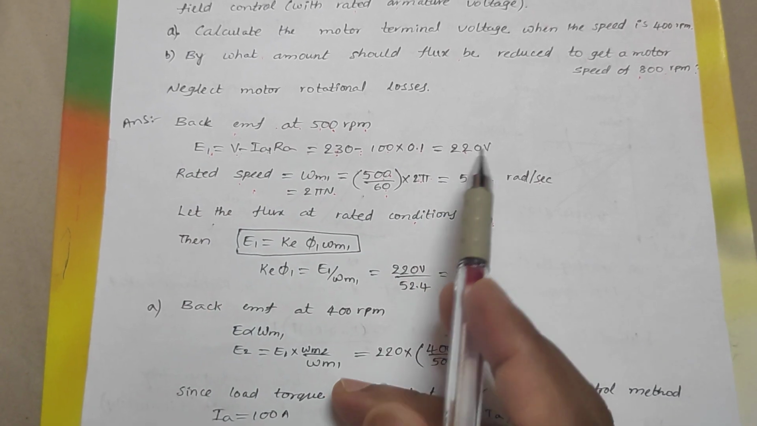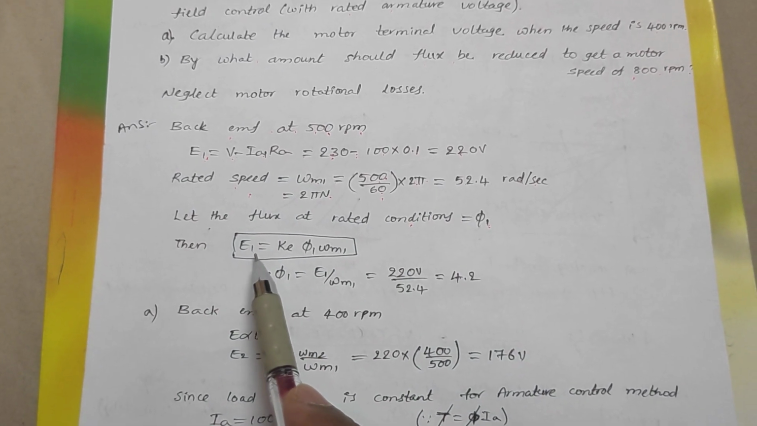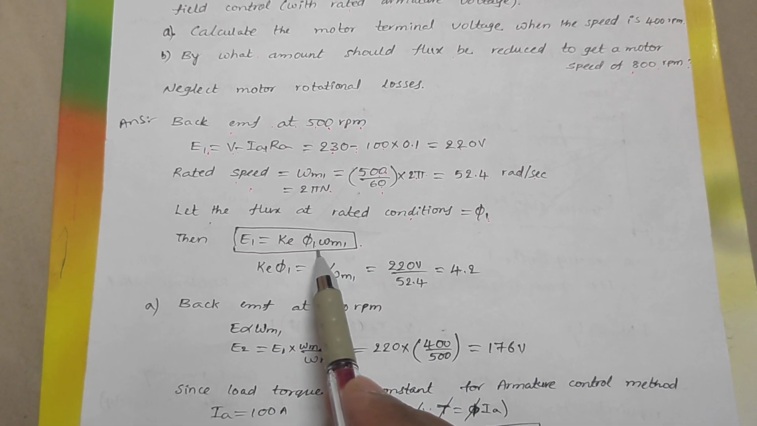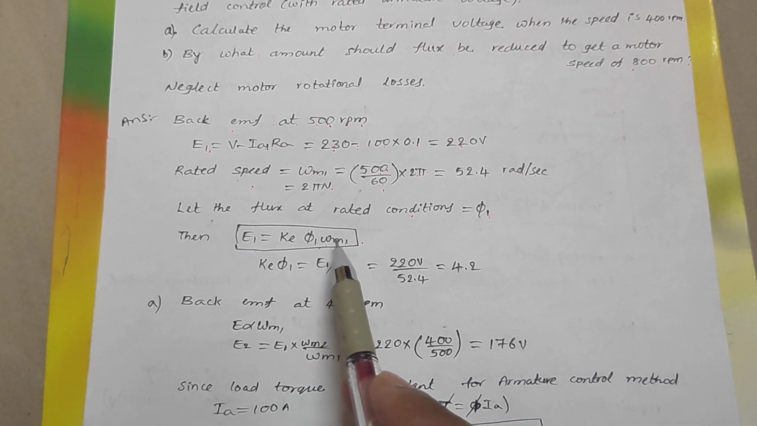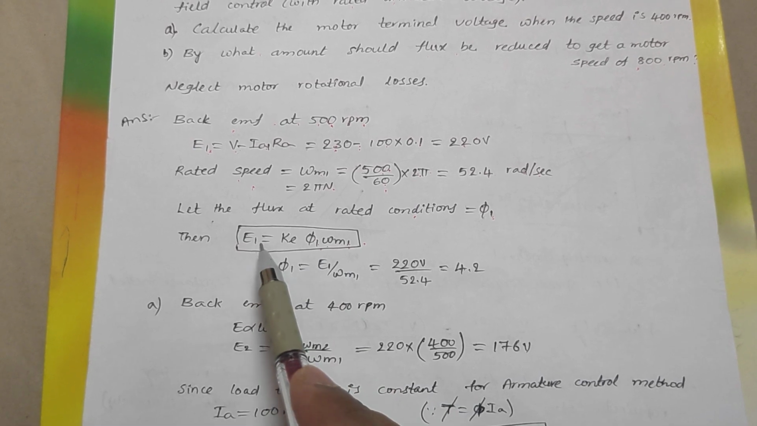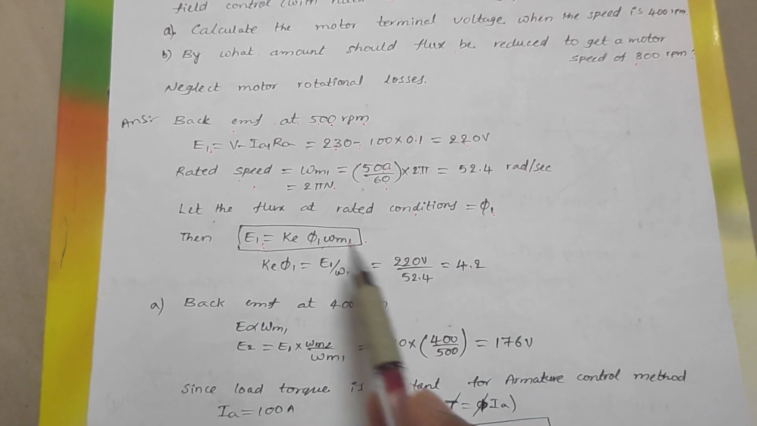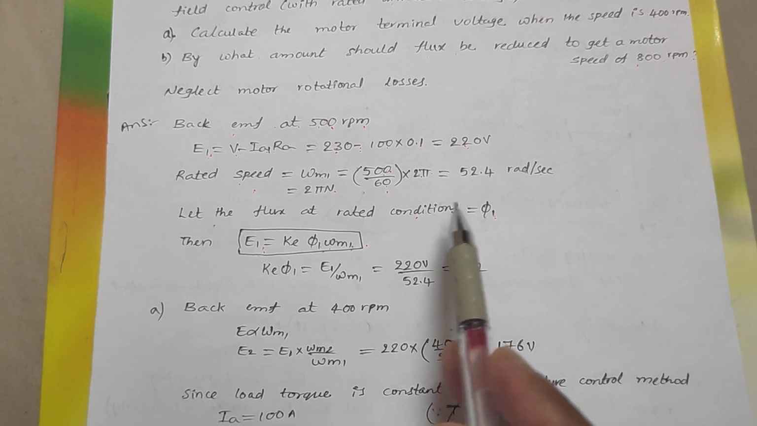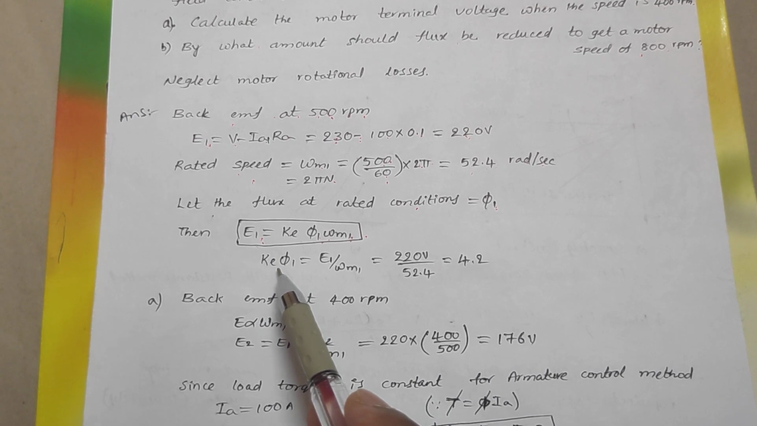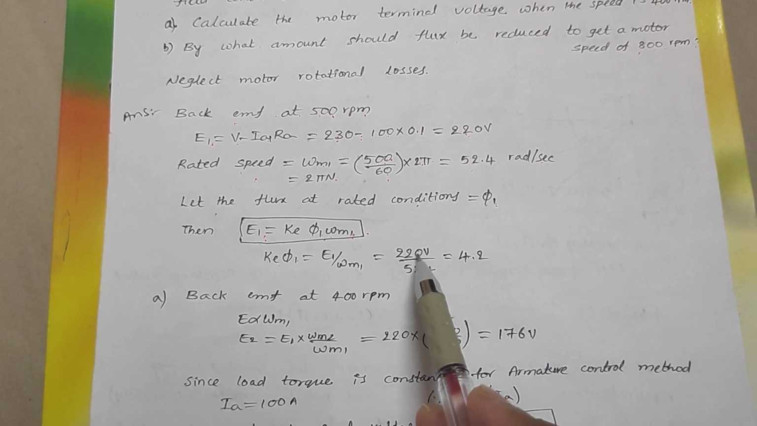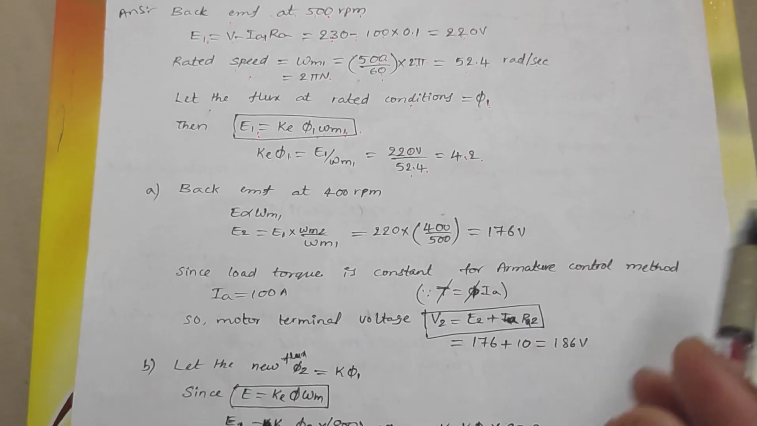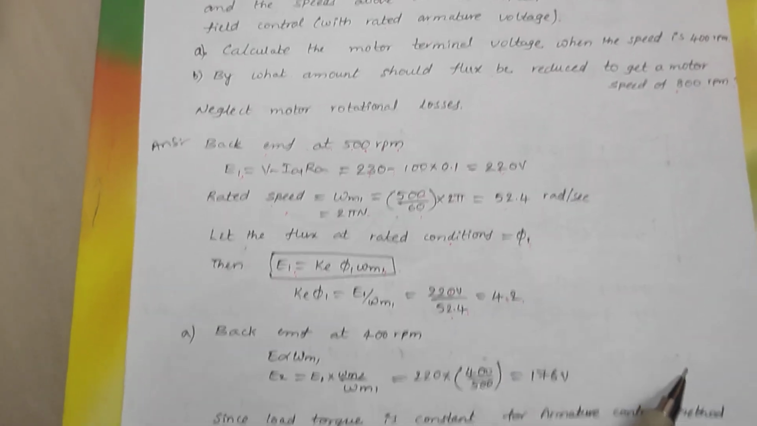E1 is equal to 220 volts, and from the performance equations, E1 is equal to Ke phi 1 into omega m1. In this, the known variables are E1, which is 220 volts, and omega m1, which is 52.4 radians per second. So from that you can get the motor constant, Ke phi 1, which is equal to 220 by 52.4, which is equal to 4.2. That is your motor constant.